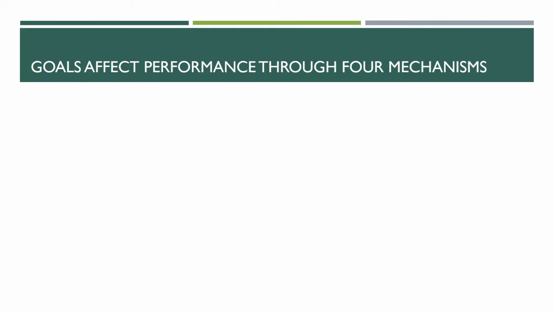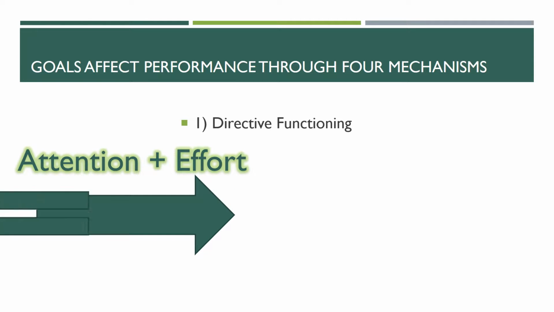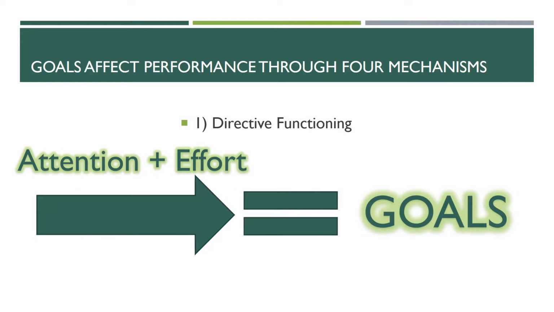Based on their article, there are four mechanisms on how our goals affect our performance. First, they need directed functioning. What that means is that they need attention and effort to achieve their goal without the disruptions of goal irrelevant activities.